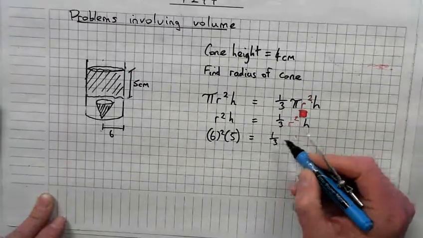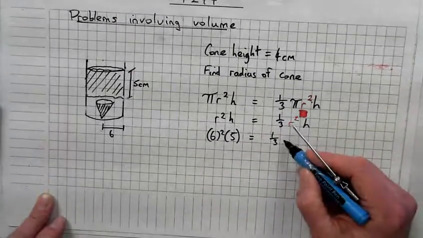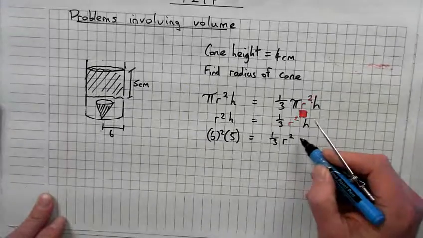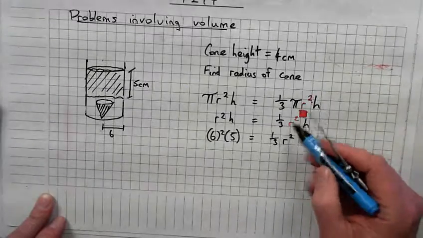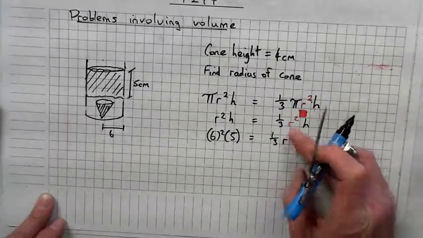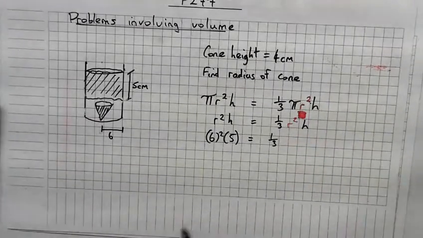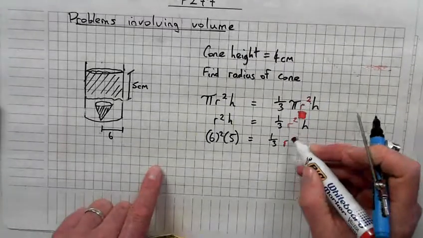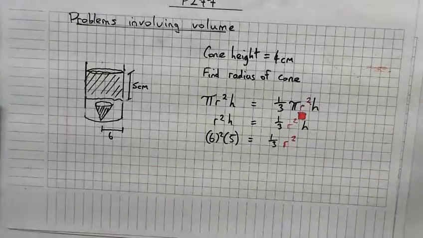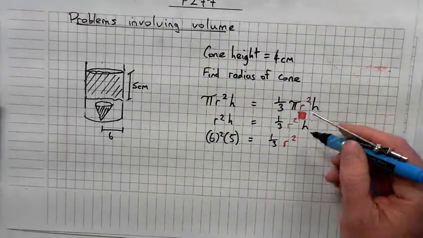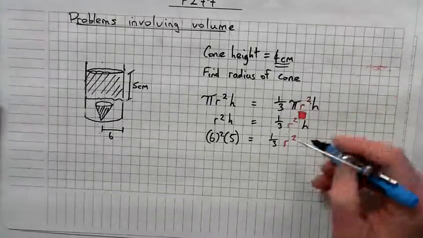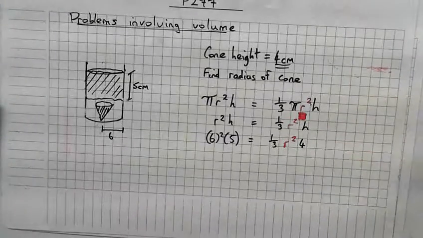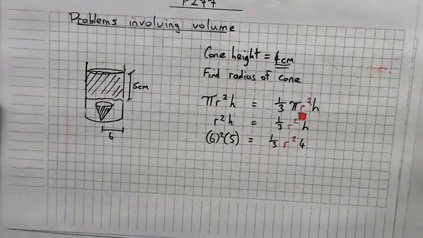So it's 1/3 times R squared. No, you're looking for the radius of the cone. That's what you're looking for. You don't know the radius of the cone. And you do know the height of the cone, because that's given to you in the question. 4. Now use your calculator.